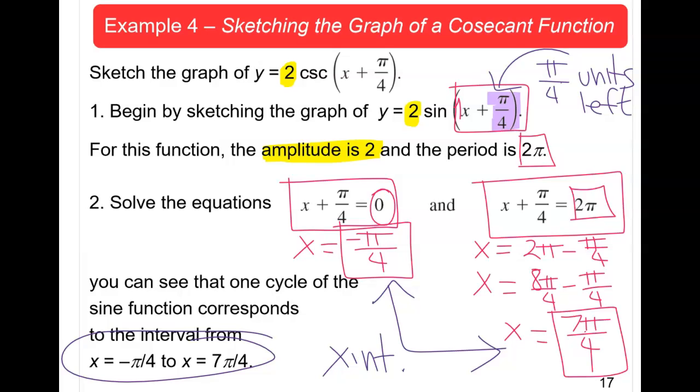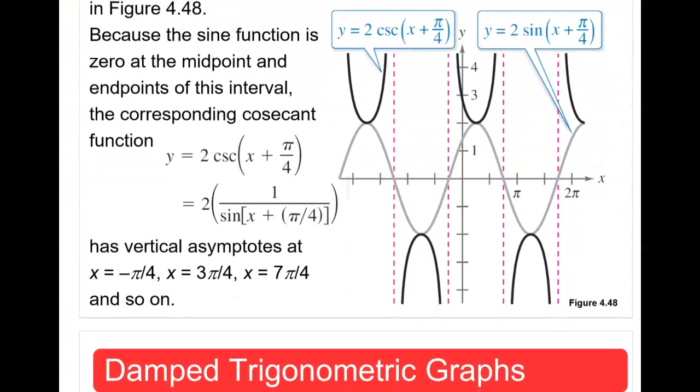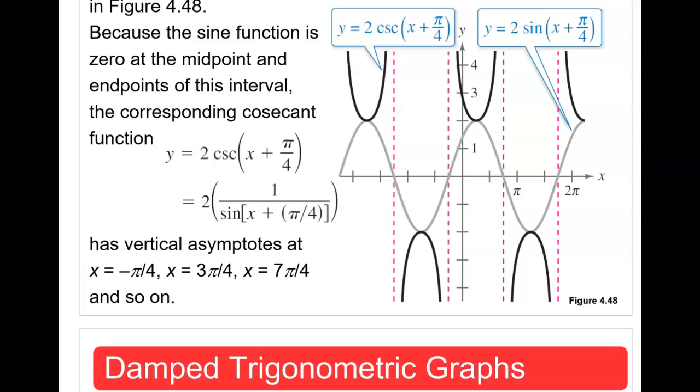So let's do that on the next slide. And we could see them here at negative pi over 4. It will be here. And the other one was at 7 pi over 4. So that will be there.